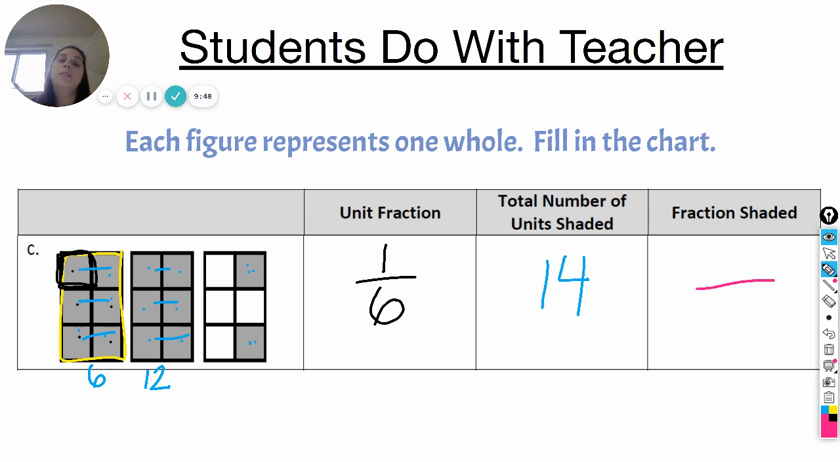Okay, so let's check your answer with mine. The number on top, or the numerator, is how many total pieces are shaded. And we already said there are 14 pieces shaded.